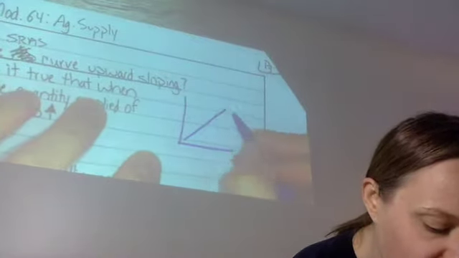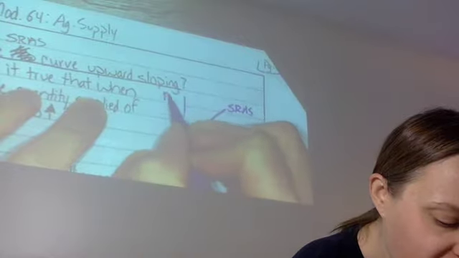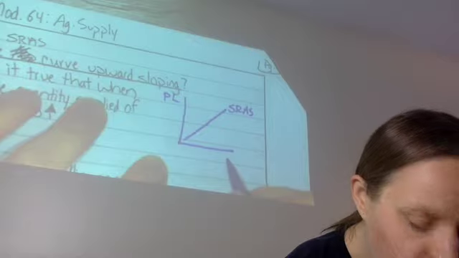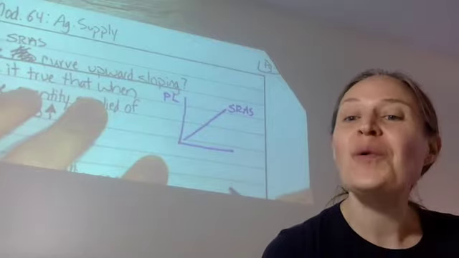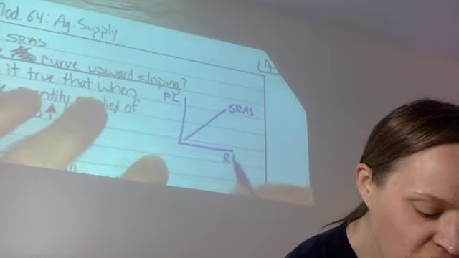And let's just practice drawing our short run aggregate supply curve. So it's upward sloping. It gets labeled SRAS. Our x-axis is price level. Our, whoops, I said that wrong. Our y-axis is price level, and our x-axis is real GDP.